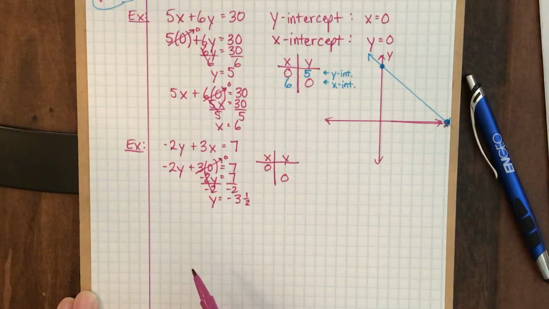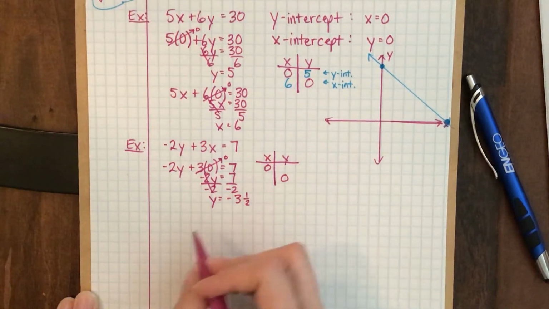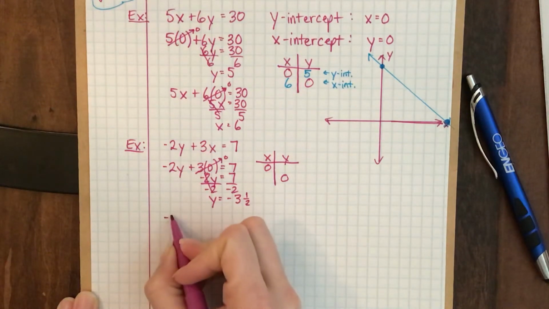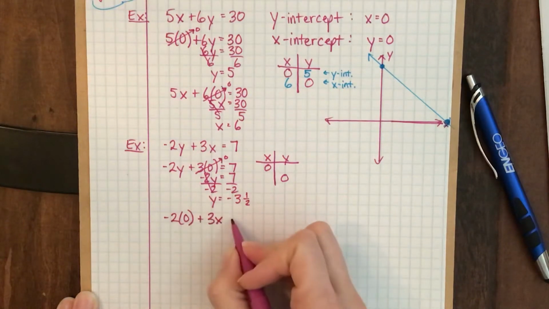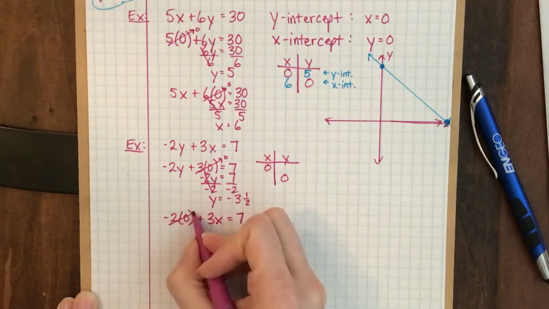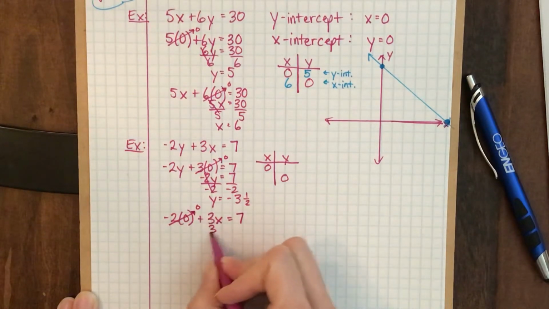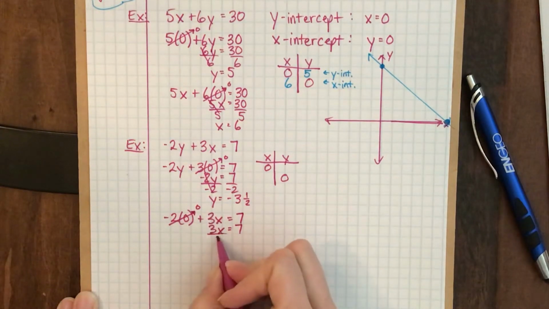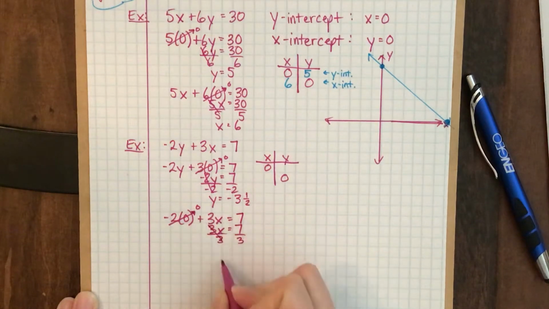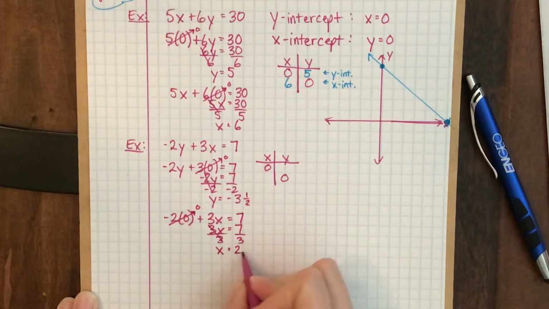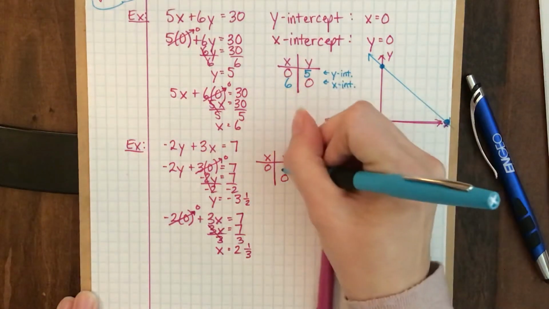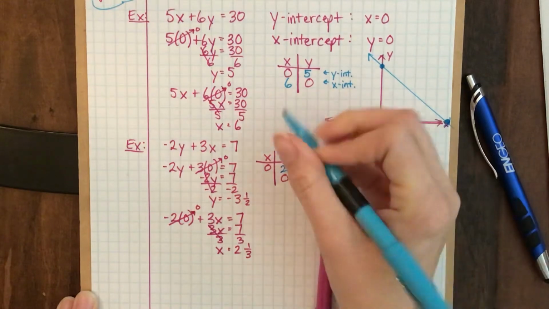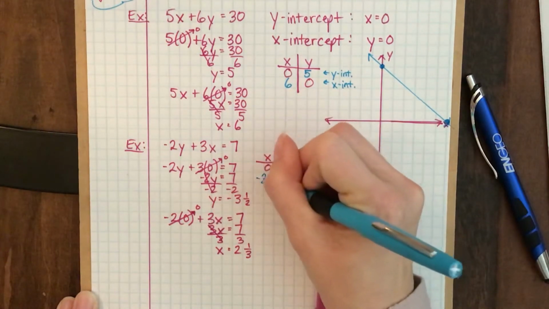Next step is we are going to plug in 0 now for y to find our x-intercept. So this is going to be negative 2 times 0 plus 3 times x is equal to 7. This goes to 0, so you have 3x is equal to 7. Divide both sides by 3, and you get that x is equal to 2 and 1/3. Okay, so let me write our intercepts in there. This is going to be 2 and 1/3 and negative 3 1/2.